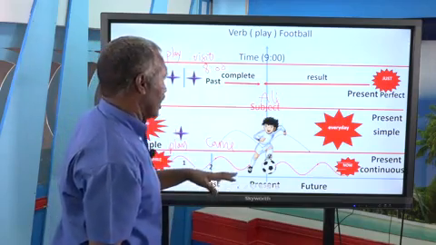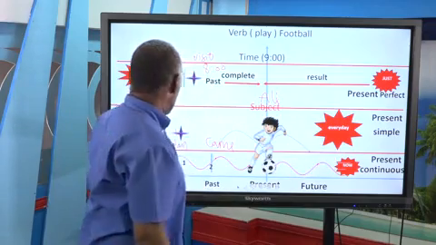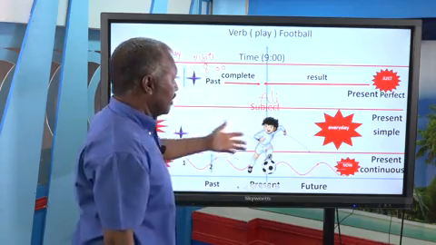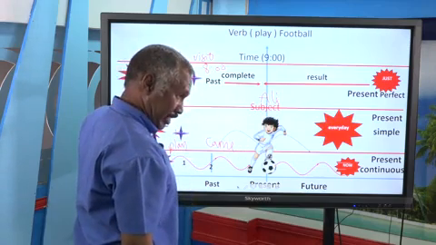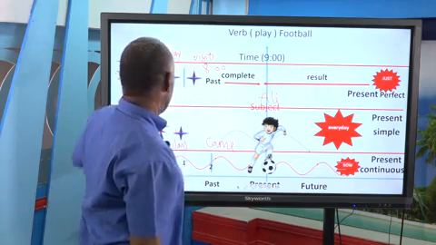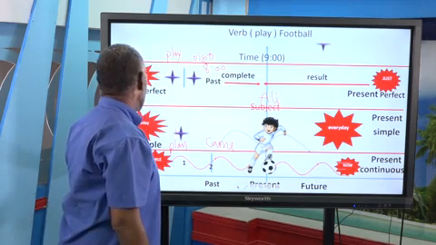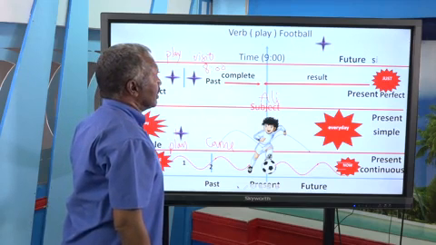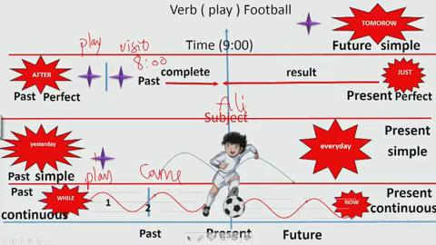So in tenses we have: present continuous, now; past continuous, while; present simple, every day; past simple, yesterday; present perfect, just; past perfect, after. And the last one is future simple, tomorrow. An action will happen tomorrow. This is the idea of the tenses.